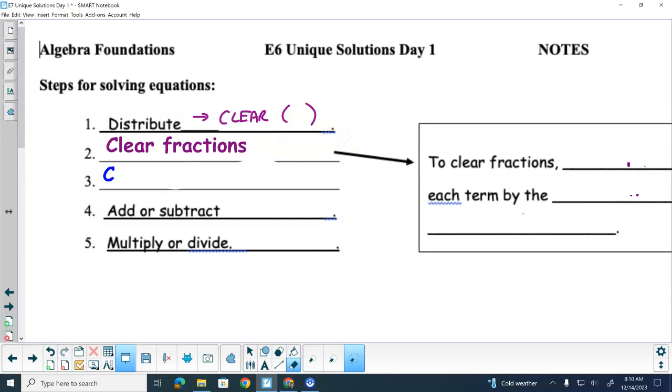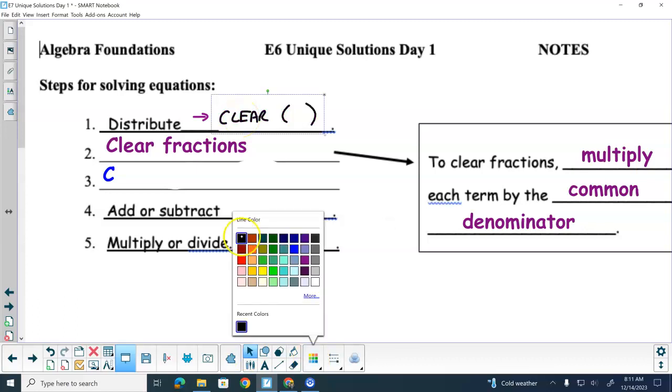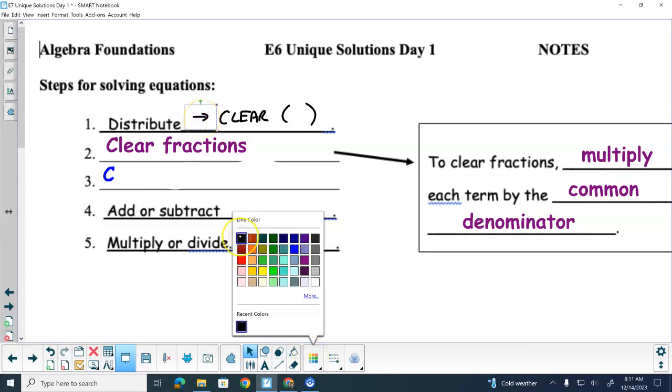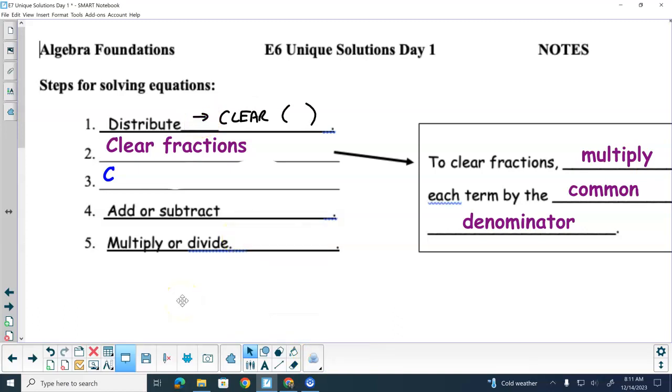Common denominator, so we're going to multiply each term. And why do we do this? Why do we clear our fractions out of it? Anybody remember why we clear our fractions out of there? I said it a couple of times. Not to get the x by itself. That's what those bottom two are for. Makes it easier. Okay? It just makes the problem easier.